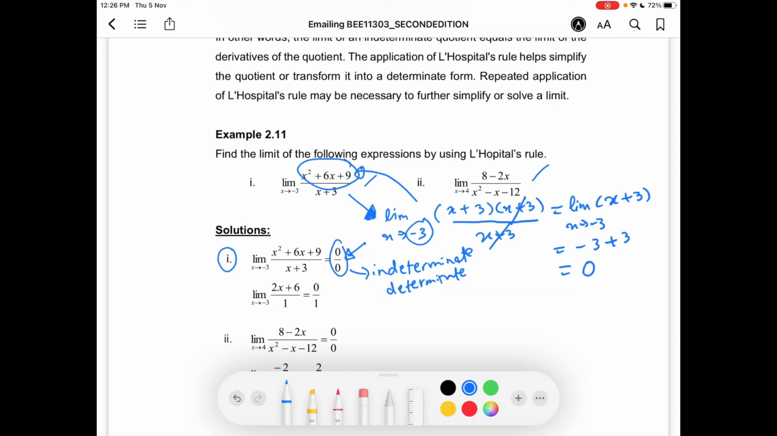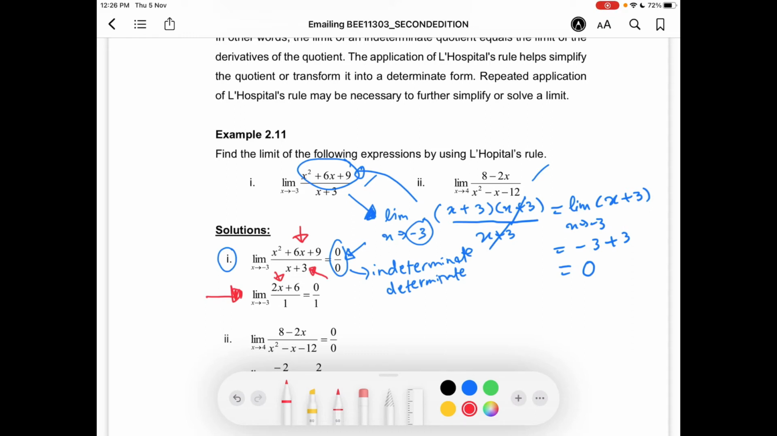If during the test, not the final exam, during the test, an L'Hopital's rule question appears, then you can be thankful for that, because it is very straightforward to answer. How to do that? So we go to this tab. You need to differentiate the numerator and differentiate the denominator independently.